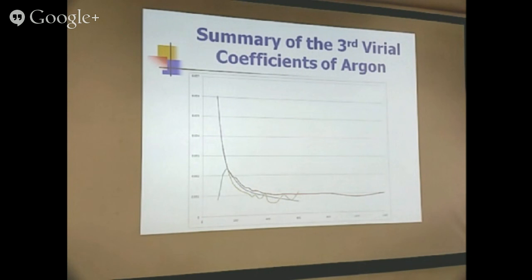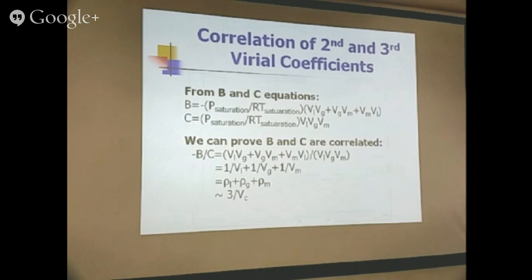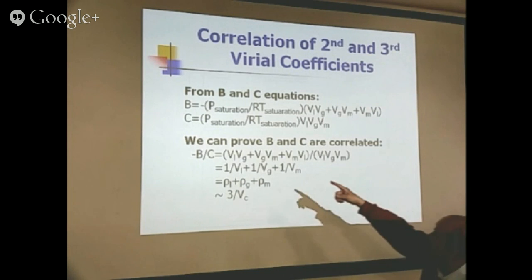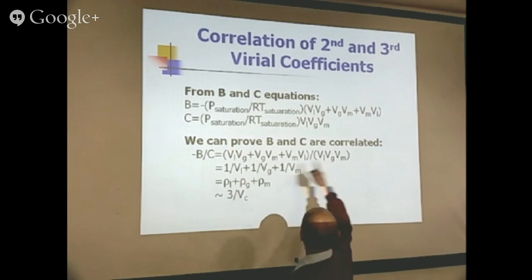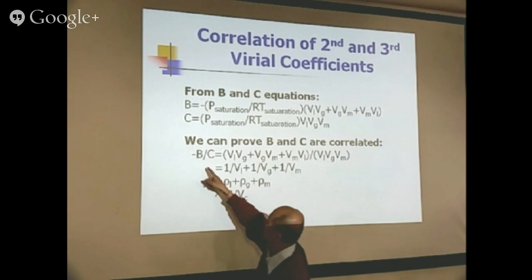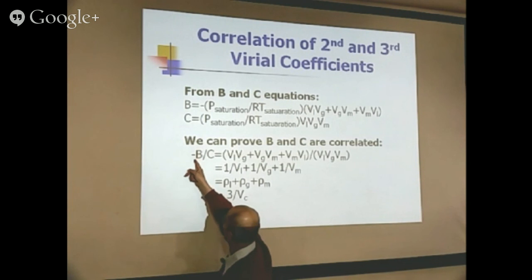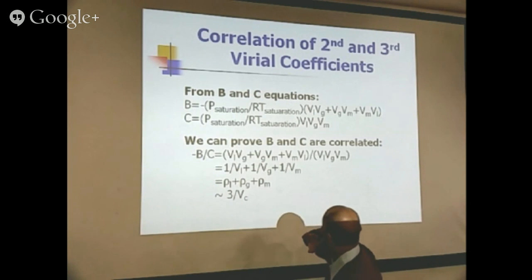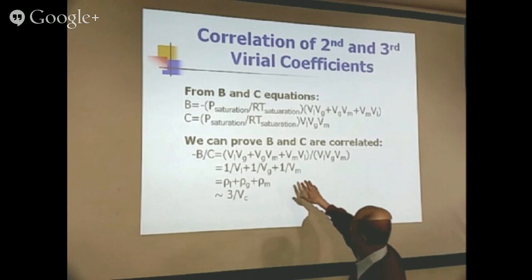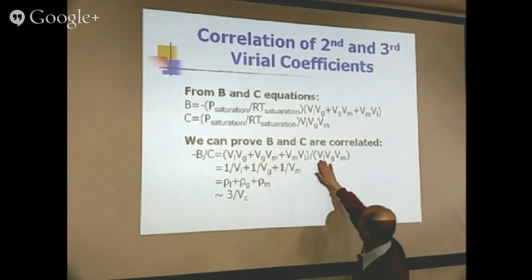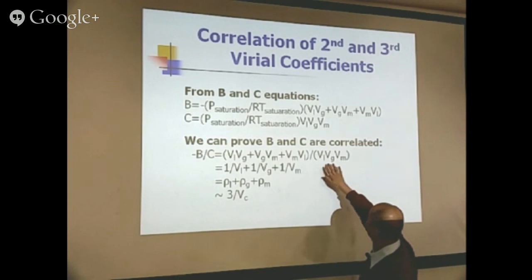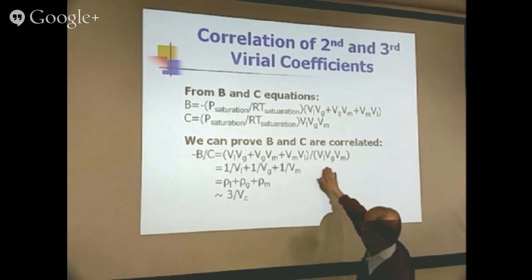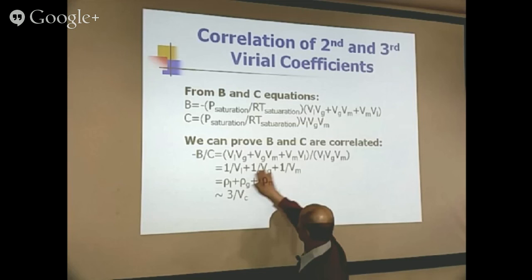And another thing I wanted to show is how B and C are actually correlated. So we have B solved, and we have C solved. We just take a ratio, because B is always negative, so we put a negative sign there, and you can solve it. You see here, C is the product of all three volumes. And then if you divide these three terms, you get the VL, these three terms. And these are actually density.